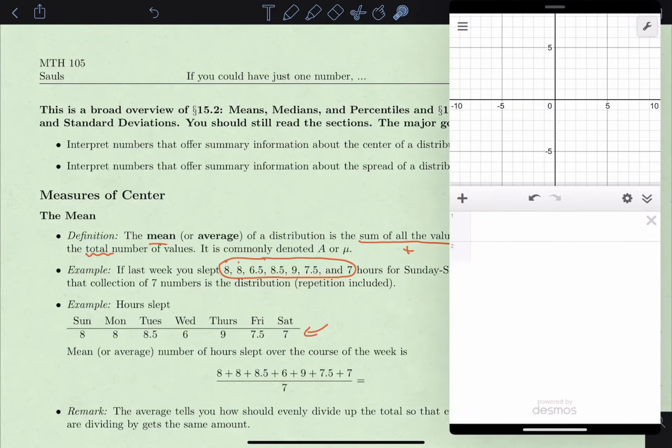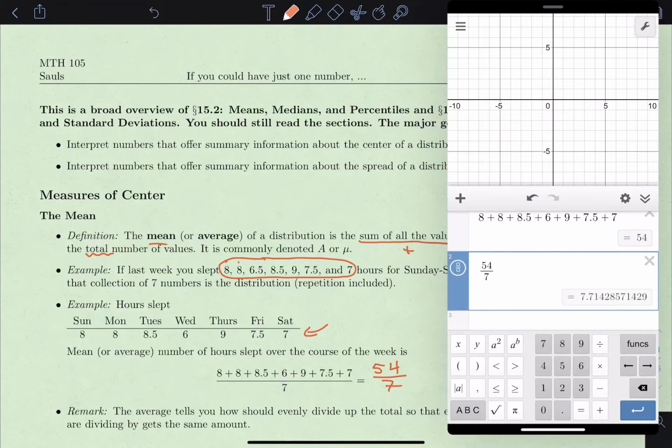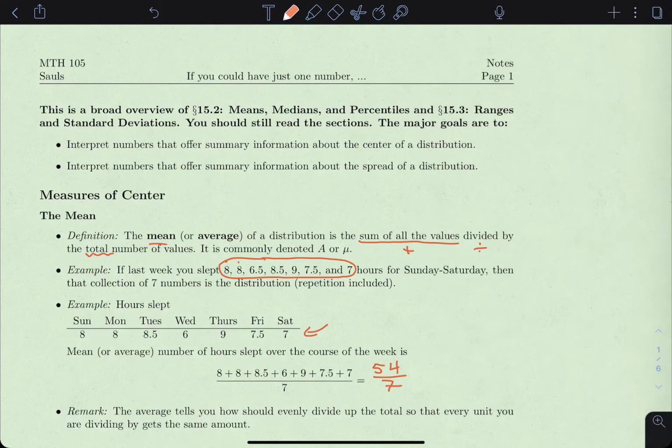So when you add up all those numbers, we can just do that in a calculator. 8 plus 8 plus 8.5, 6 and 9 and 7.5, and 7 equals 54. 54 divided by 7 is 7.7. And we can be happy with one decimal place, because 1/100th of an hour is really not all that much. All right, so that's you calculating an average.